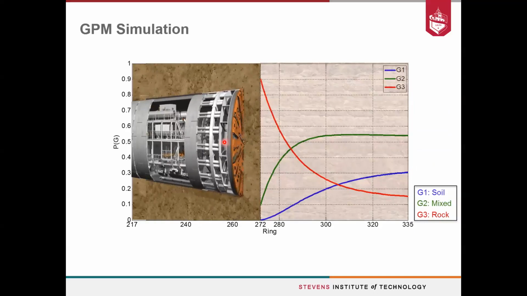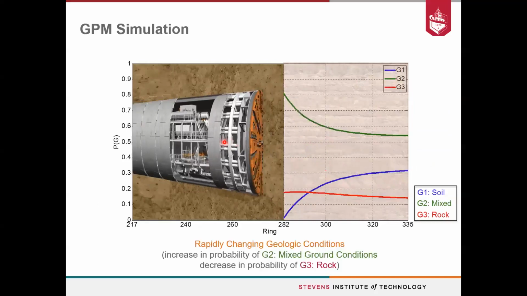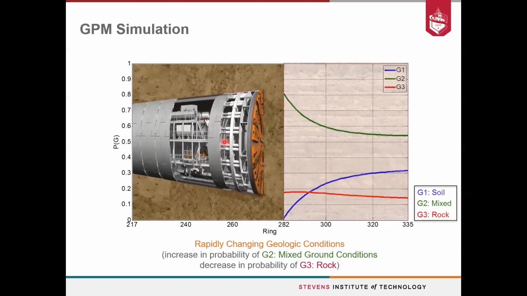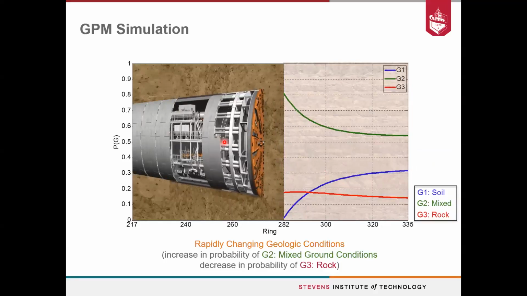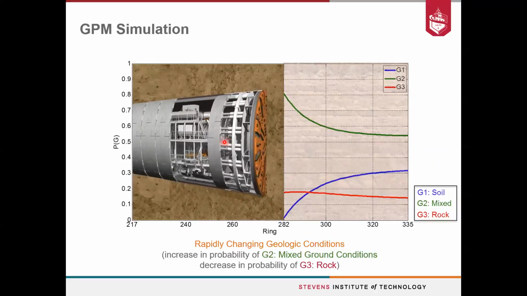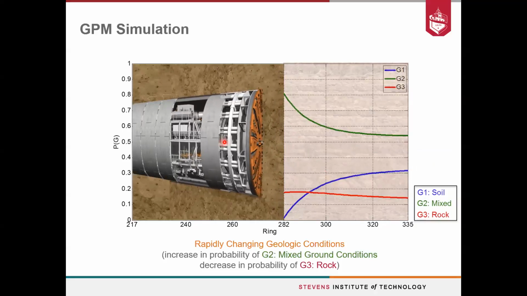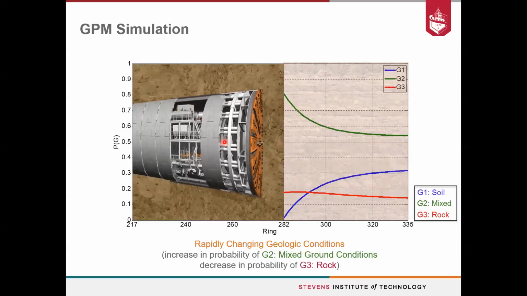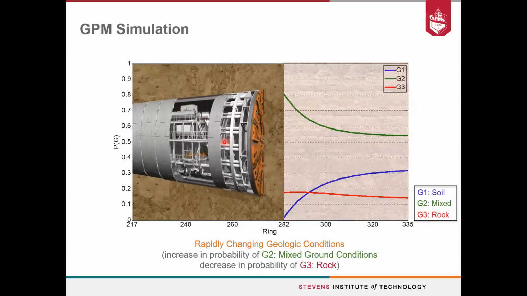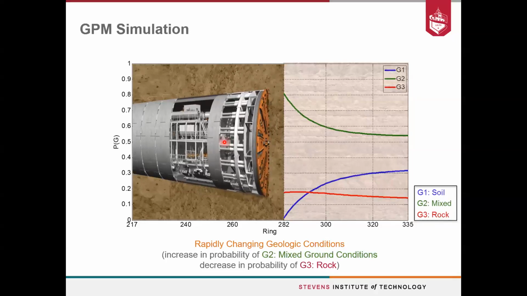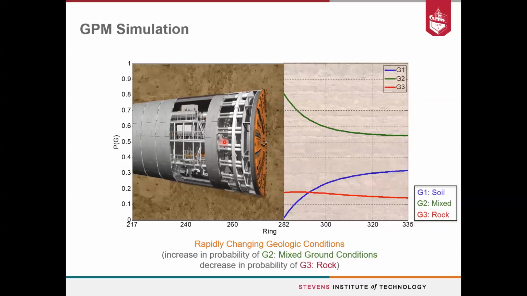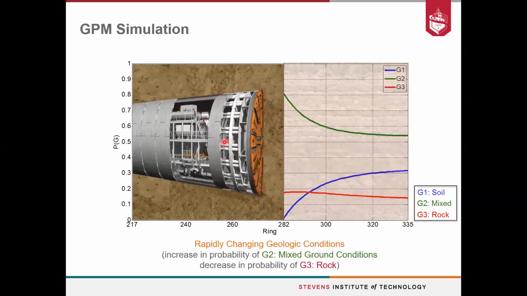persisted for several rings until you hit ring 281 or 282, where the situation changes and the tunnel starts to enter a zone of higher probability of mixed conditions. Up to this point, the strategy used to operate the TBM was suitable for rock-like materials. Now we enter mixed ground. They continue to operate the TBM as if they were going through rock, right?